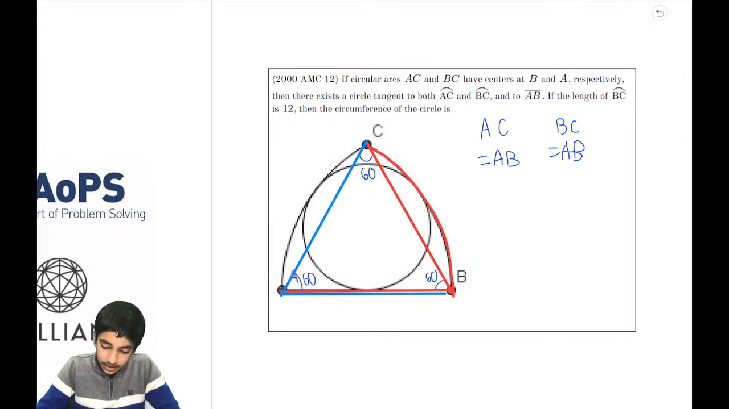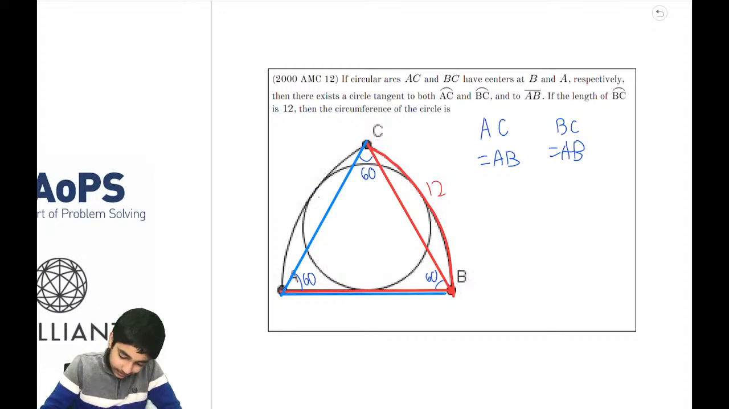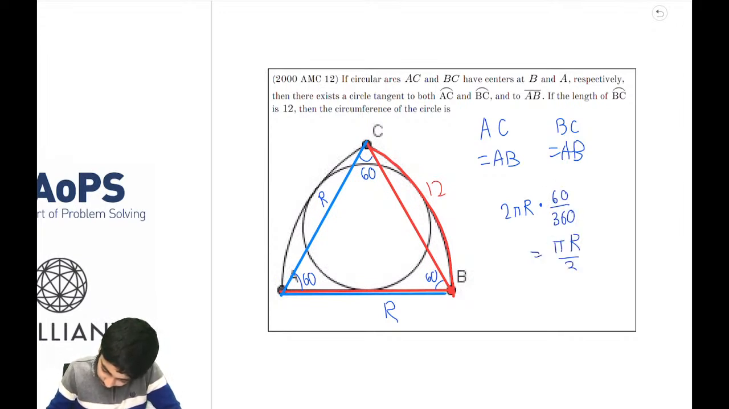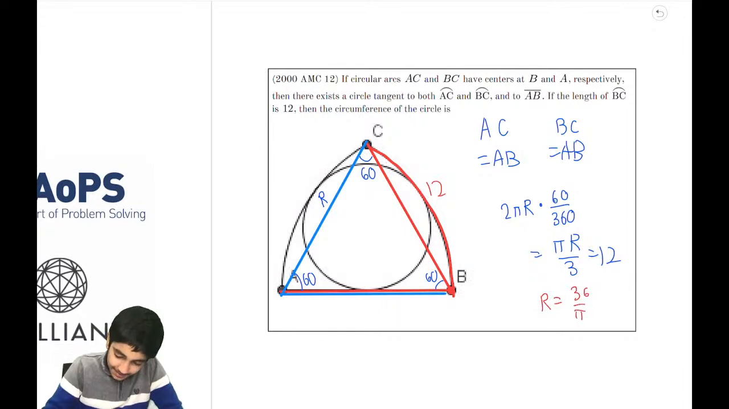Okay, so if all three angles are 60, and this is 12, then what do we know? Well, let's call this radius R. Then we have 2 pi big R, let's call it. So we have that 2 pi big R times 60 over 360 equals pi R over 3, which is 12. Meaning R is equal to 36 over pi. And if R is 36 over pi, we can see that this is going to be 18 over pi. This is equal to 18 over pi.